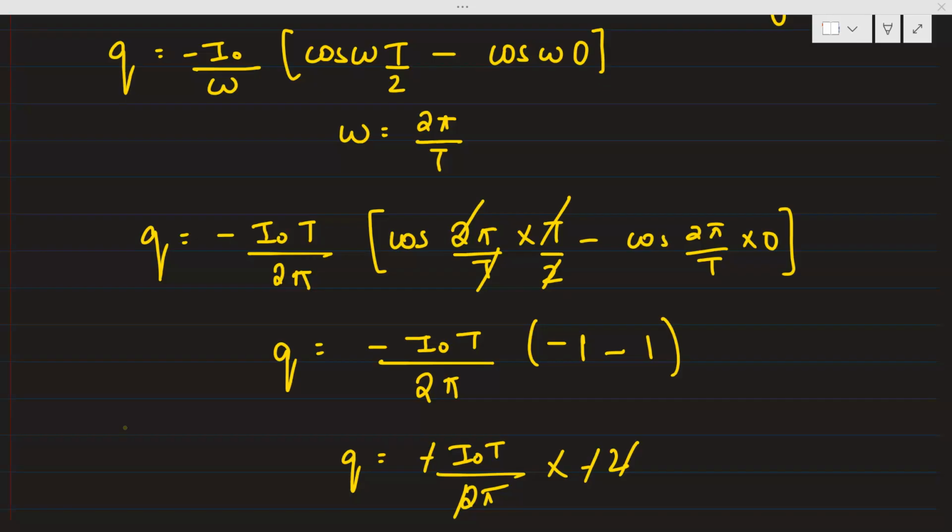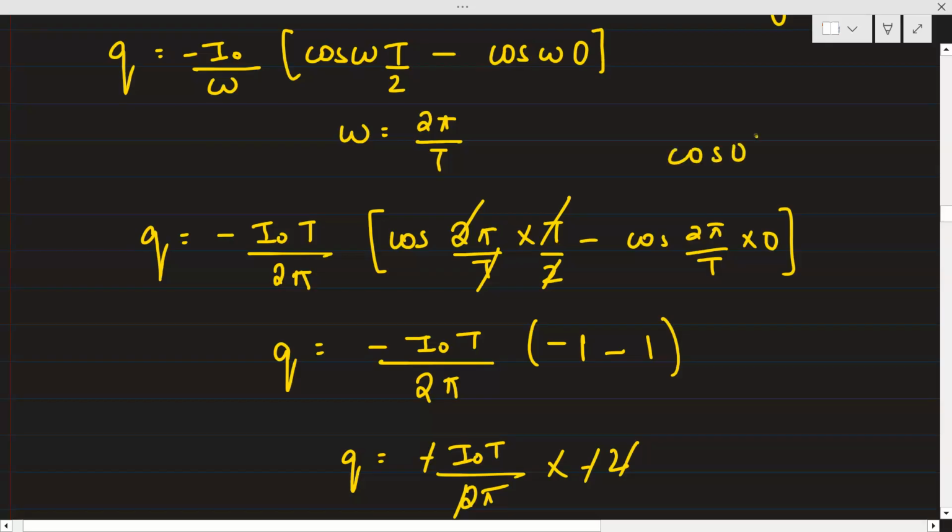Ma'am, I have a doubt. Yes, Muniba. How is cos 2 pi by t into 0 minus 1? This one, Muniba, you're asking cos 2 pi by t into t by 2? No, cos 2 pi by t into 0 minus 1. Because this is cos 0 degree, no? So cos 0 degree is equal to 1.